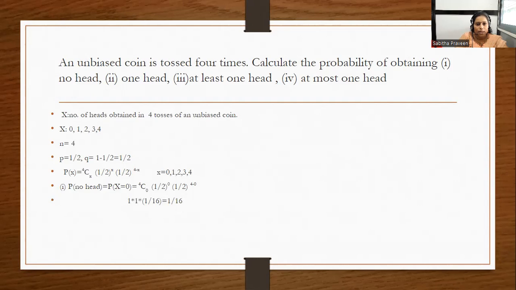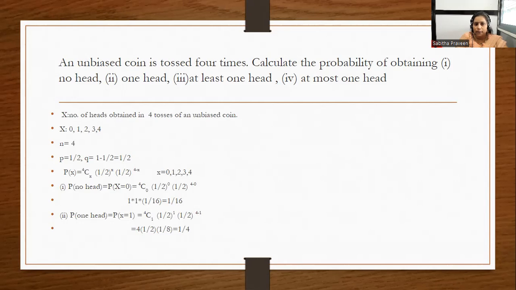Then the second question is the probability of one head. Probability of one head means P of x is equal to 1, which is equal to 4C1, 1 by 2 raised to 1, 1 by 2 raised to 4 minus 1. So 4C1 is 4, 1 by 2 raised to 1 is 1 by 2, and 1 by 2 raised to 4 minus 1 means 1 by 2 raised to 3, which is equal to 1 by 8. In short, we can write it as 4 into 1 by 2 into 1 by 8, which is equal to 1 by 4.